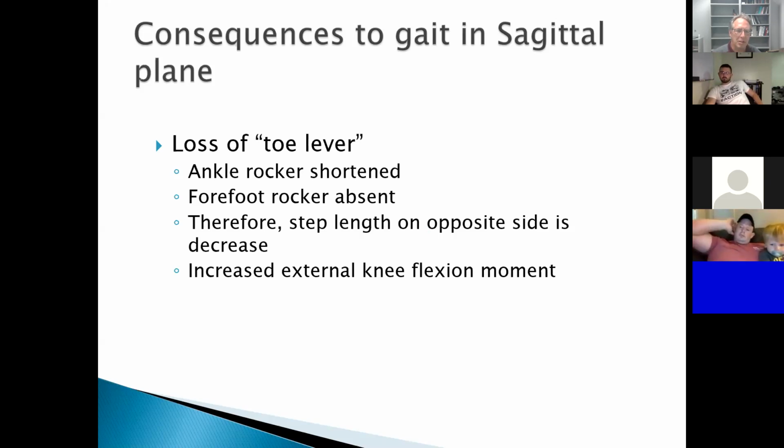But the consequence of that in gait is that the ankle rocker is shortened, the forefoot rocker is absent, and therefore the step length on the opposite side is decreased because the patient is able to spend less time on the amputated side. I'll use this diagram on the next slide to show you how that works. So here we have the legs of a healthy walker with 2 normal feet. I think this was actually taken from an advert for shoes. But consider the left lower extremity.